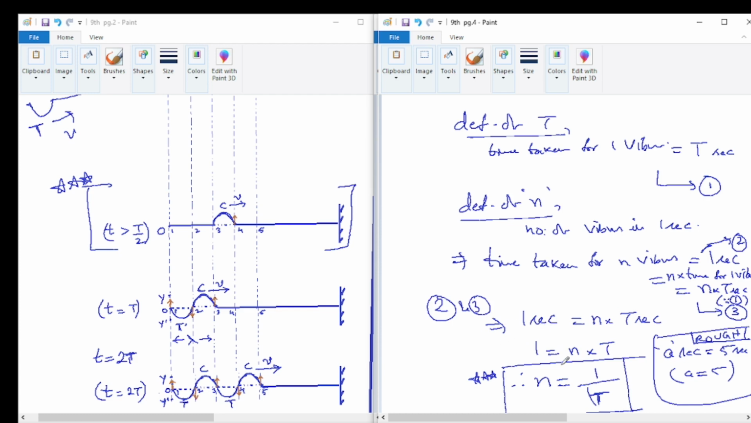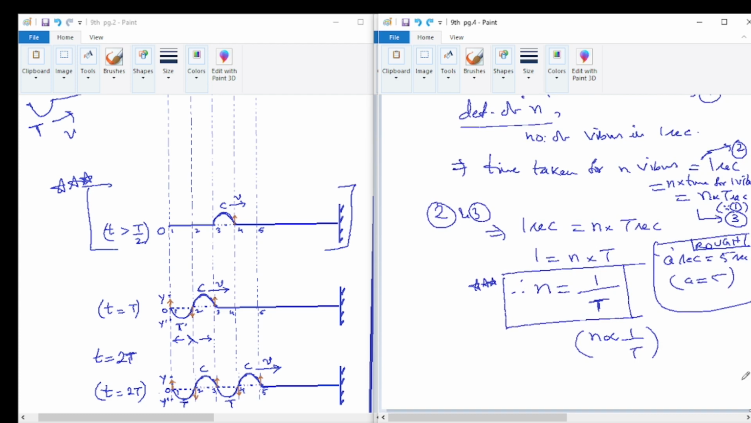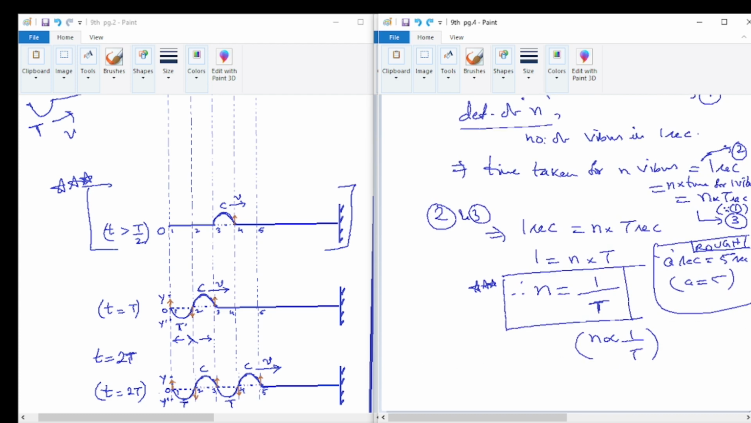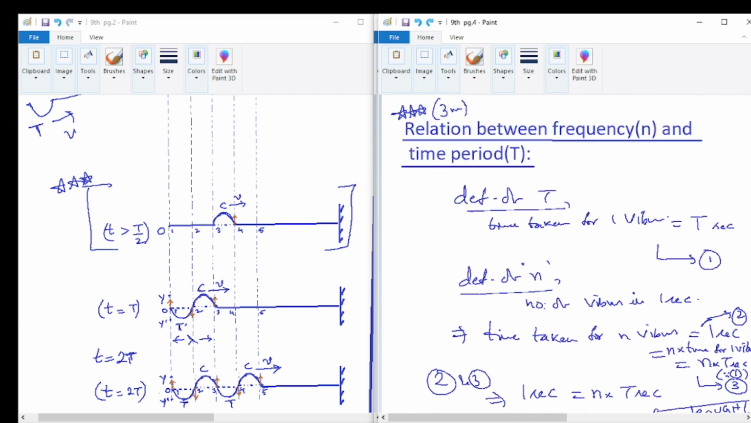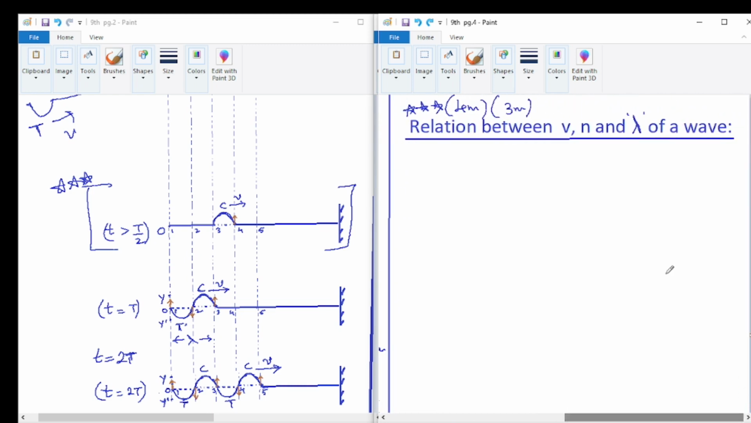So nowhere is there any complication in the derivation. Whatever things we are seeing here are simple. So this is a simple derivation of the relation between frequency and time period. Now next is the relation between velocity, frequency and wavelength. Though it's carrying 4 marks, it's actually the simplest of all the topics which we have seen till now.